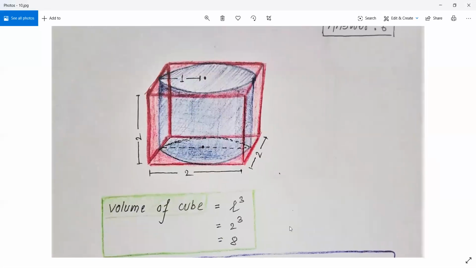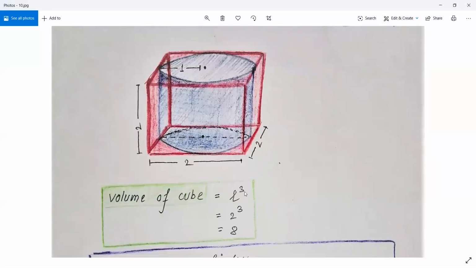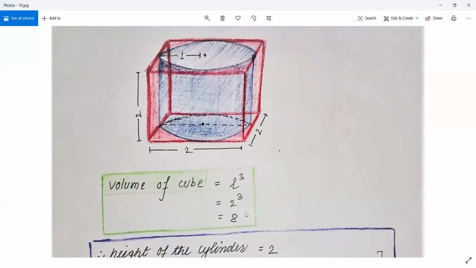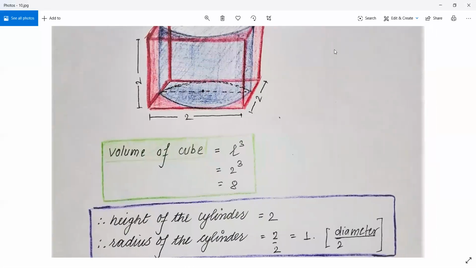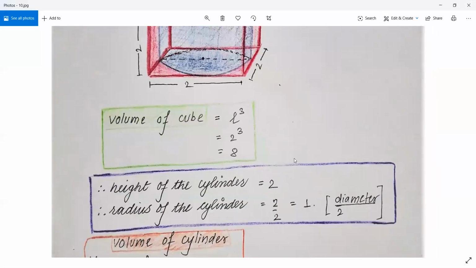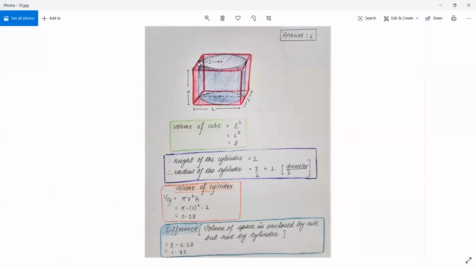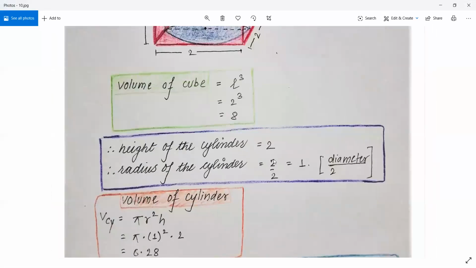So you can calculate the volume of the cube. The formula for the volume of the cube is L cube. So obviously 2 cube will give you 8, so the volume of the cube is 8, right? So what is the height of the cylinder? The height of the cylinder is obviously the same as the height of the cube, that is 2.